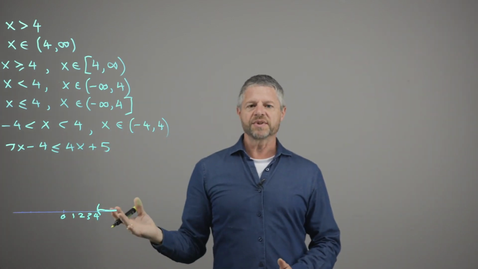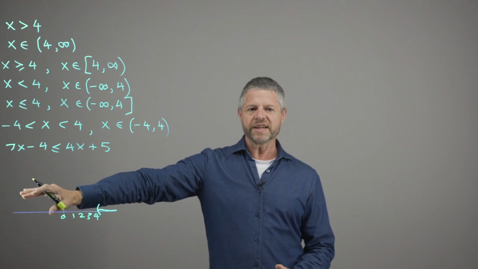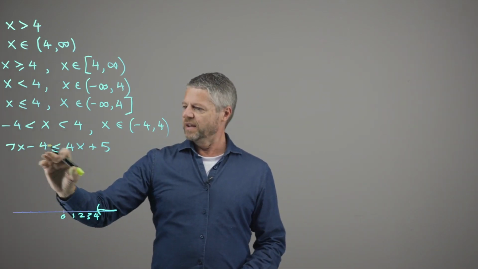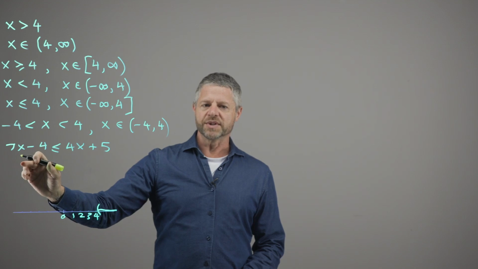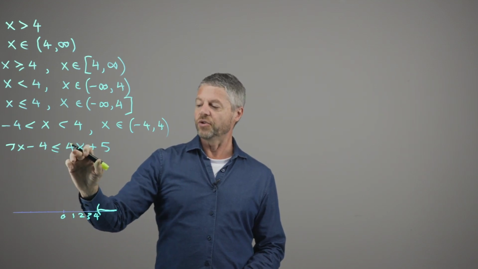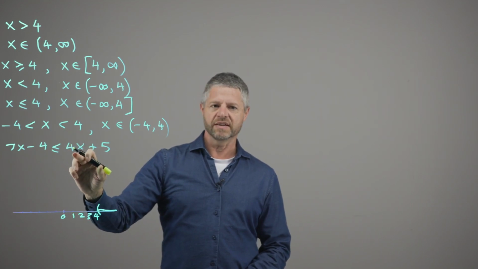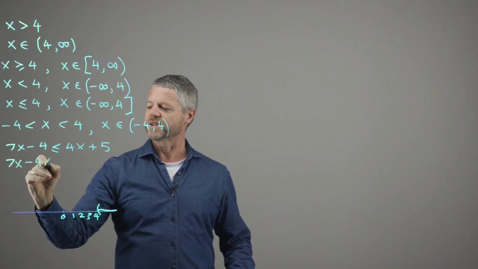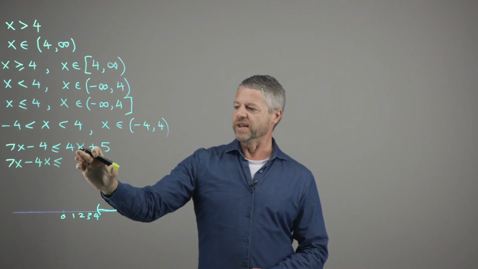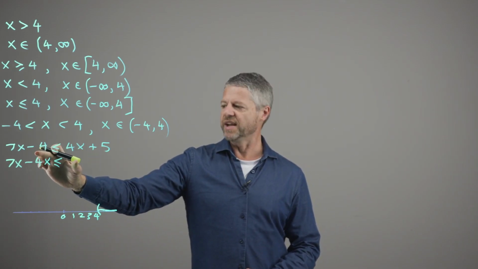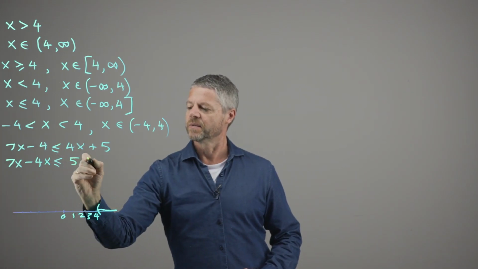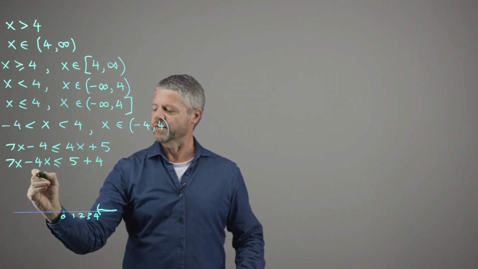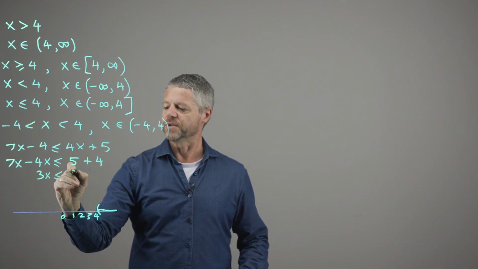So the idea, just as with solving an equation, is to get x onto one side of the inequality and just numbers on the other side. So let's have the x's go onto the left-hand side. So if I subtracted 4x from both sides, then that would cancel the 4x on this side. So we'd have 7x minus 4x. And then for the numbers, we want to get rid of the minus 4 on this side. So if we add 4 to both sides, then the minus 4 and the plus 4 would cancel on this side. So now we have 3x less than or equal to 9.